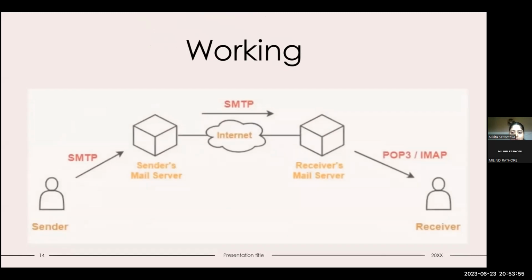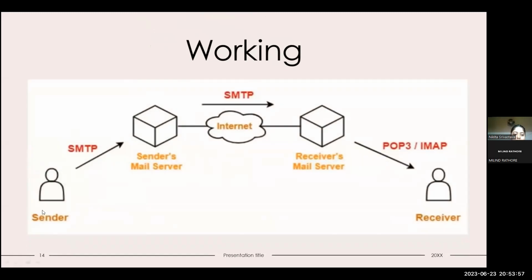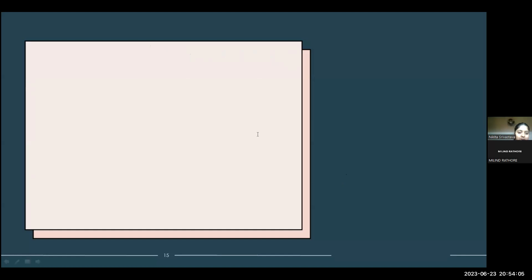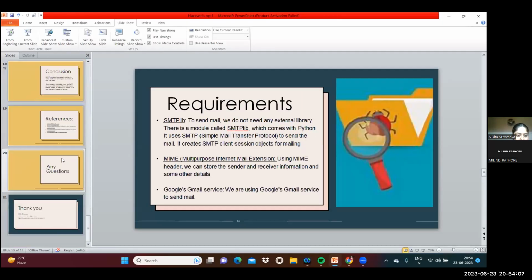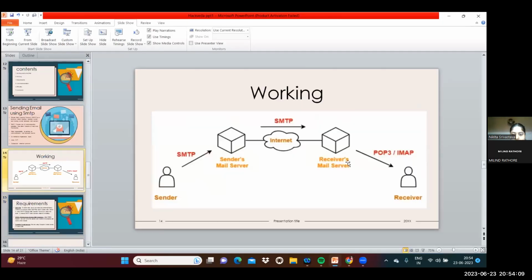Now coming towards its working. Here, this is the sender. This is the sender's mail server. This is the receiver mail server. Actually, I'm not sharing my screen. Just a second. Yes. This is the sender. This is the sender's mail server. This is the internet. This is the receiver mail server, and this is the receiver.